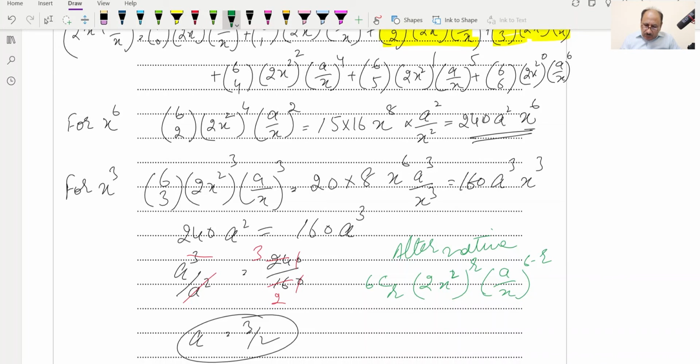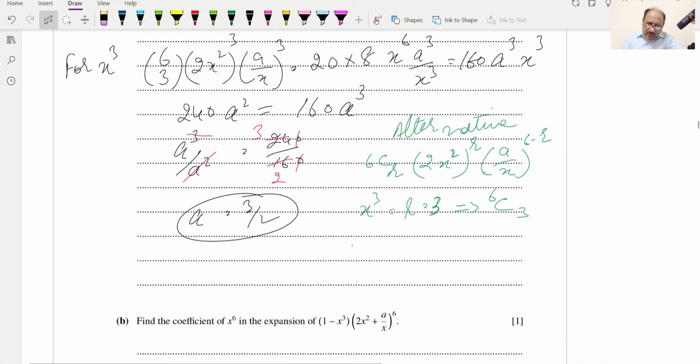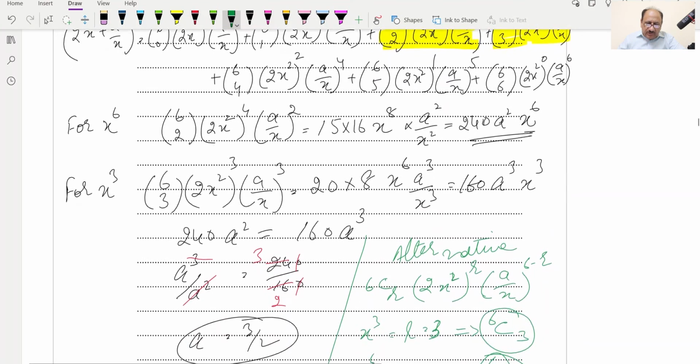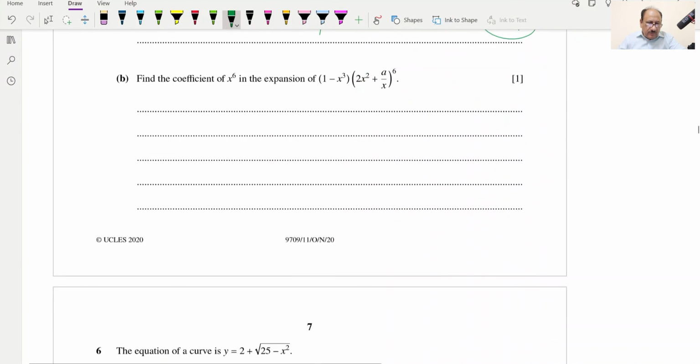In this way you can figure out that for x cubed, r will be equal to 3, and you will check directly 6C3. For x raised to power 6, r will be equal to 4, and you can check 6C4 also, and you can directly go to these terms and equalize them. This is also an alternative. If you are comfortable with this, you can do this alternative, or otherwise the full expansion I have done, and this is the question which we have gone through.